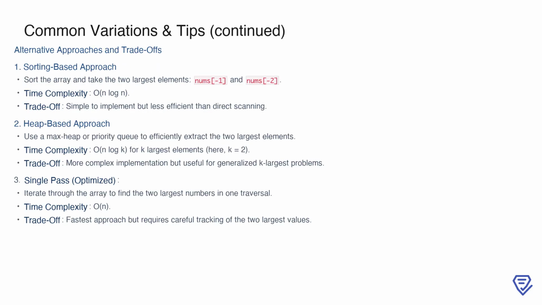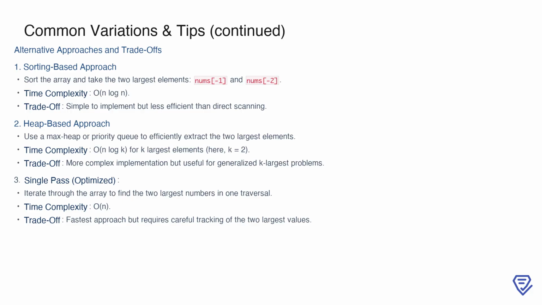When considering alternative approaches, each comes with its own trade-offs. A sorting-based approach involves sorting the array and then selecting the two largest elements from the end. This is simple to implement but has a time complexity of O(n log n), making it less efficient than more direct methods. Alternatively, you could use a heap-based approach, such as a max heap or priority queue, to efficiently extract the two largest elements. This method is useful for generalized k-largest problems and has a time complexity of O(n log k), but it's slightly more complex to implement.